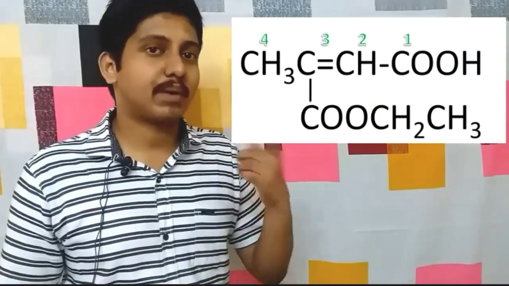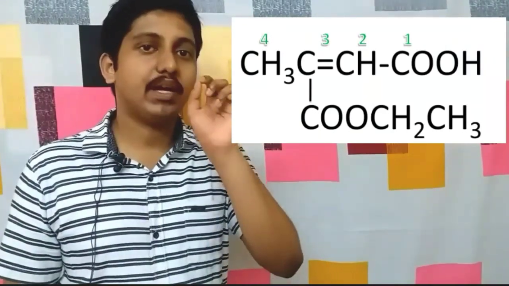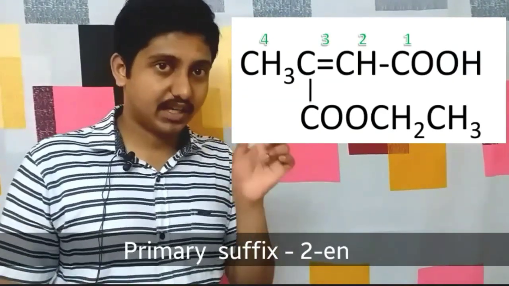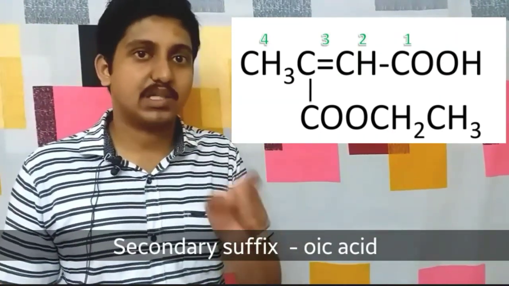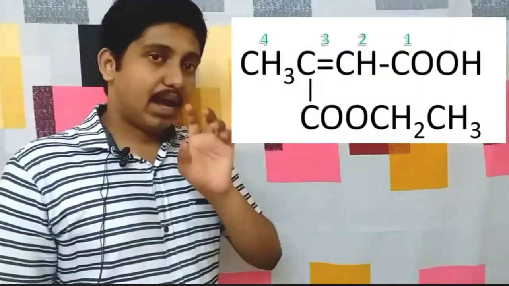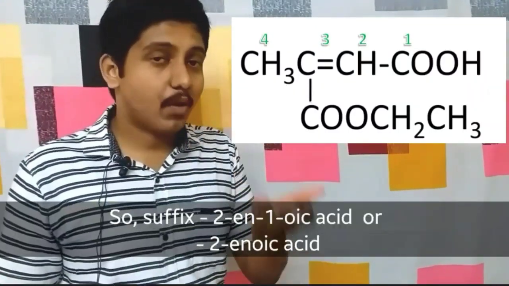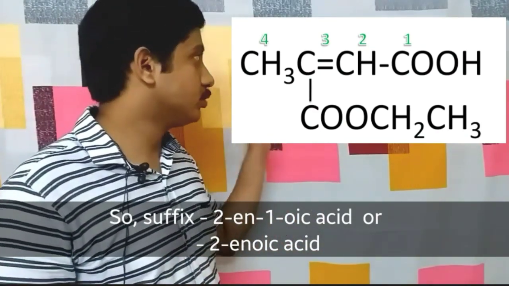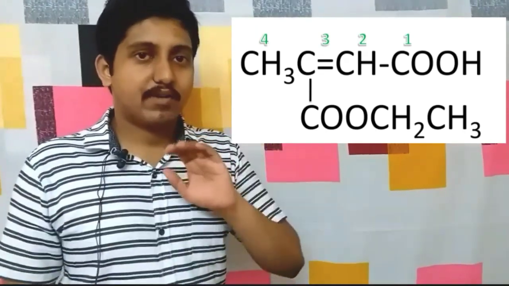Now, what will be the primary suffix? We have a double bond at the second position, and hence it will be 2-ene. And the e of ene is removed because our secondary suffix is oic acid, which starts with a vowel. So we have 2-en-oic acid. And where is this oic acid present? At the first carbon. So to make it more clear, we will name it as 2-en-1-oic acid. And hence our suffix is ready.